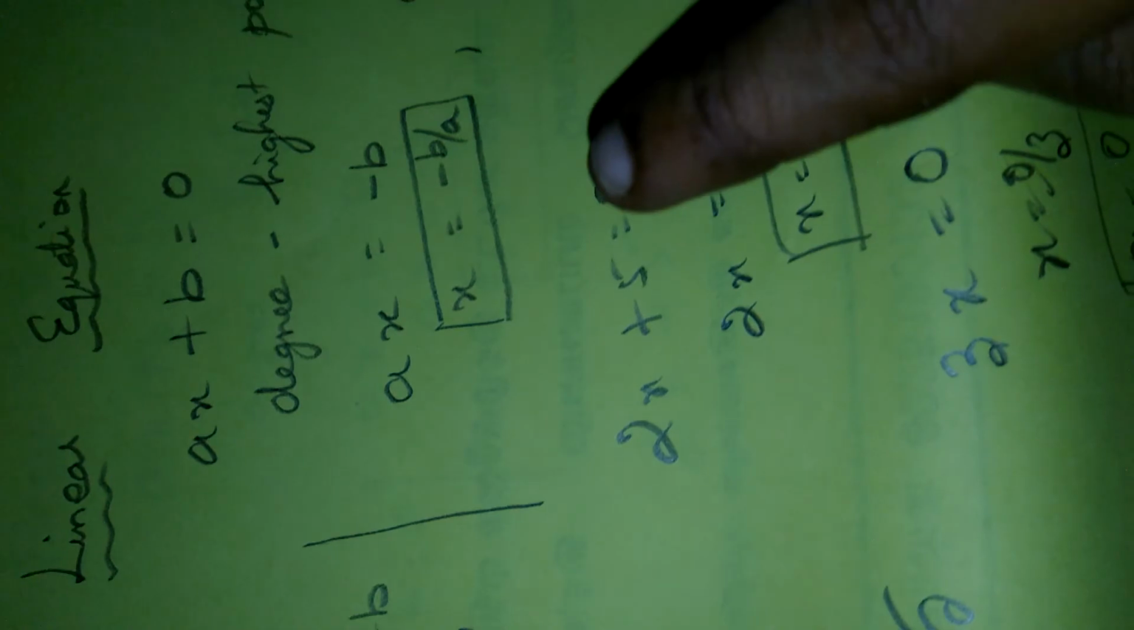But any constant term alone is not a linear equation. For example, if I take 5, it is not a linear equation, because here there is no variable and no equation format. So a constant alone is not a linear equation. This format, ax plus b equal to 0, is called a linear equation. Now clear?